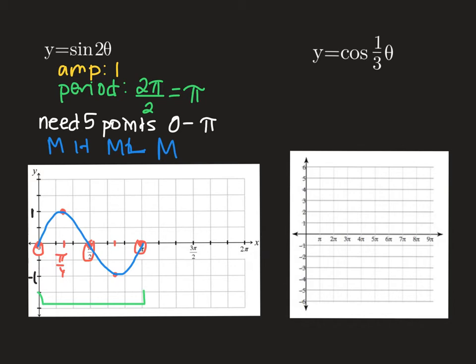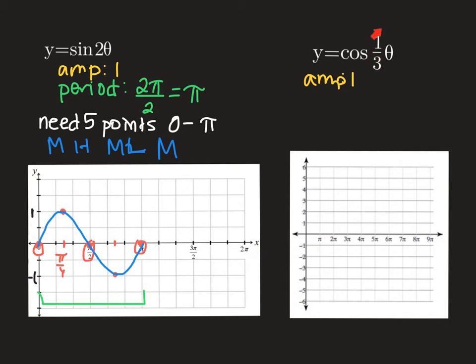Okay, hopefully you had a chance to try the cosine on your own. So let's go through the process. Again, this one doesn't have an amplitude, so I can go ahead and mark that my amplitude is just 1, so I don't have to worry about that. It's not shifting left, right, up, and down. We're not doing those graphs just yet, but my period is going to change.